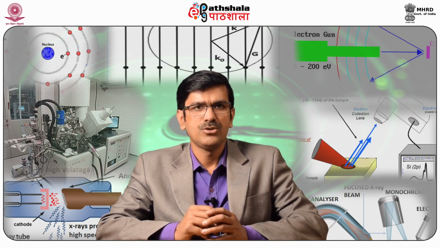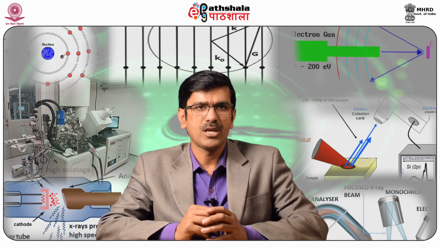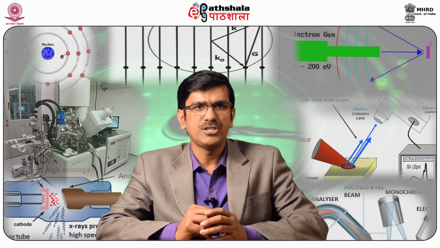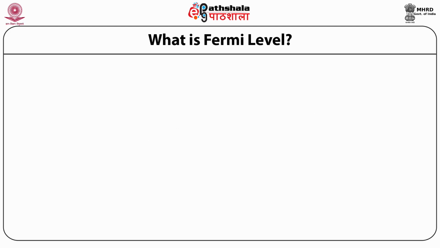XPS is also known as electron spectroscopy for chemical analysis, or ESCA, an abbreviation introduced by Kai Siegbahn's research group to emphasize the chemical information that the technique provides. Now, what is the Fermi level? X-ray photoelectron spectroscopy works on the principle of the photoelectric effect.